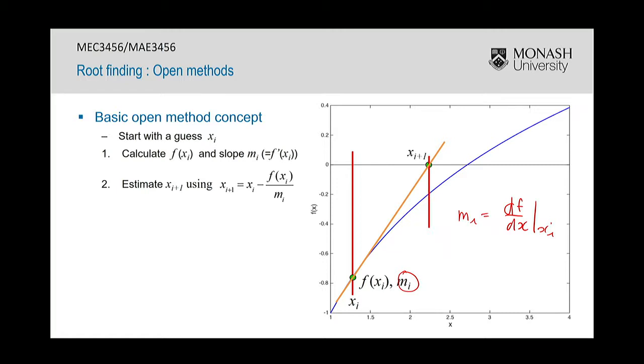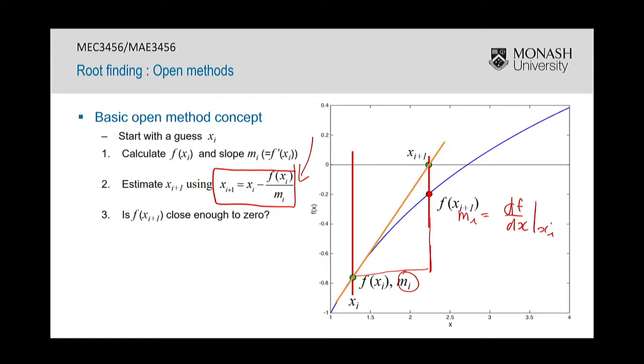We then calculate the new point using the following formula. xi plus 1, that's our new guess for the root, is equal to xi minus the function value f of xi divided by the slope mi. I think it's a good idea to remember that formula, but even more important, you should know how to derive this formula, and it's based on this right angle triangle here. It's a very simple formula to derive, and you should be able to derive it. I'm not going to do it here though.